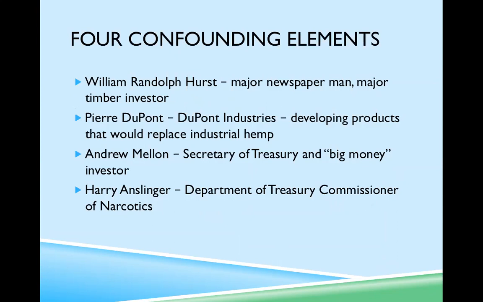So let's look at 4 confounding elements. These are 4 people that at the time had influence over the situation. William Randolph Hearst was a major newspaper man. He was also a major timber investor. Pierre DuPont of DuPont Industries. DuPont Industries was developing products that would replace hemp products, industrial hemp products. Andrew Mellon was the Secretary of Treasury and also represented big money. And then Harry Anslinger was the Department of Treasury Commissioner of Narcotics.